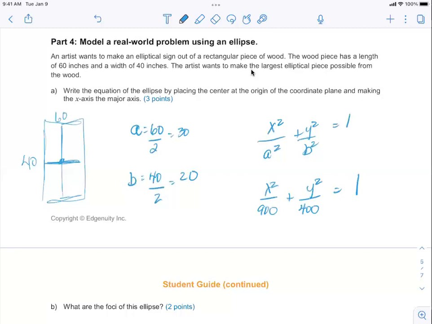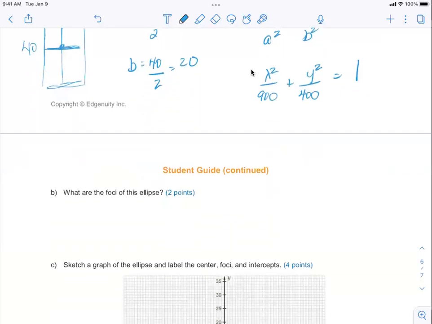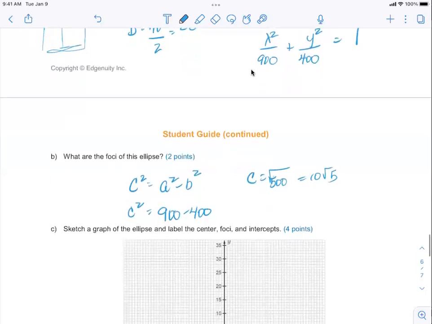What are the foci of this ellipse? So for this particular problem, we know that c squared is equal to a squared minus b squared. So c squared is 900 minus 400. So c would be the square root of 500, which we can simplify. That's 10 root 5. So the foci, well, this one's going to sit on the x-axis. So your foci are plus or minus 10 root 5, comma 0.